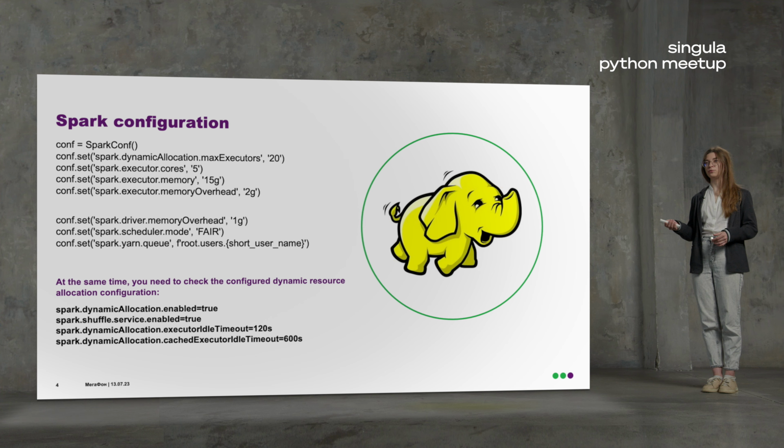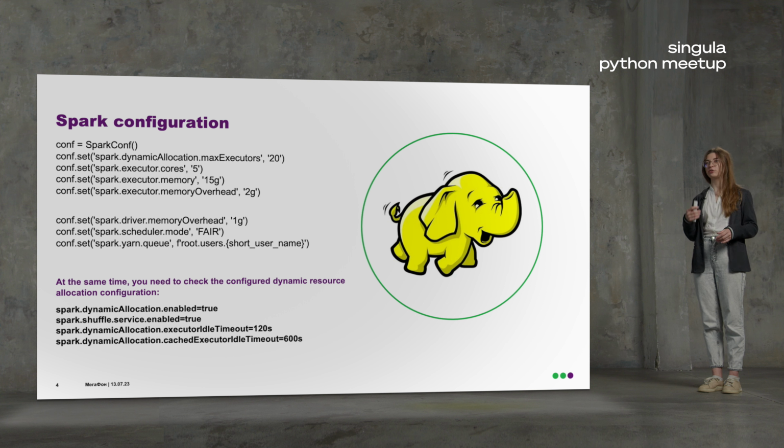Here, max executors is the maximum number of executors for dynamic resource allocation, executor cores is the number of cores for one executor, memory is the amount of memory for one executor, memory overhead is the amount of off-heap memory that can be allocated to the executor. At the same time, you need to check the configured dynamic resource allocation. In other words, enable dynamic resource allocation, enable data saving at the shuffle stage, and limit the waiting time for one executor. While running the application, you can monitor how many cluster resources you are using.